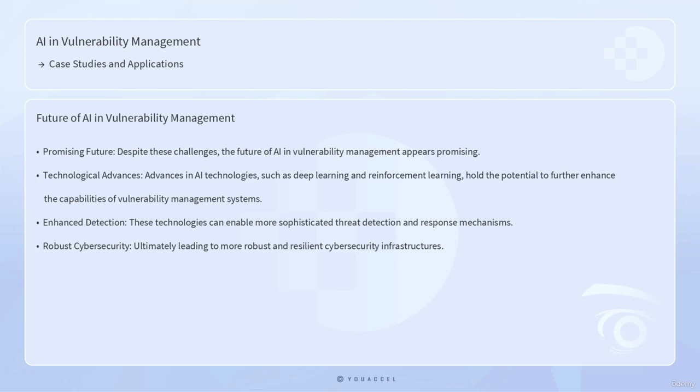Despite these challenges, the future of AI in vulnerability management appears promising. Advances in AI technologies, such as deep learning and reinforcement learning, hold the potential to further enhance the capabilities of vulnerability management systems. These technologies can enable more sophisticated threat detection and response mechanisms, ultimately leading to more robust and resilient cybersecurity infrastructures.